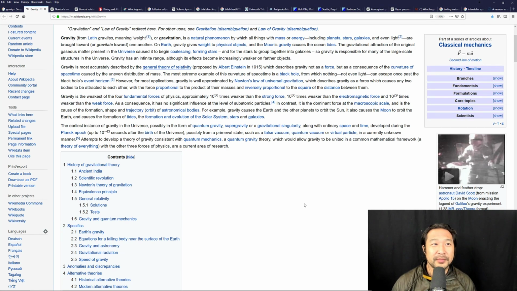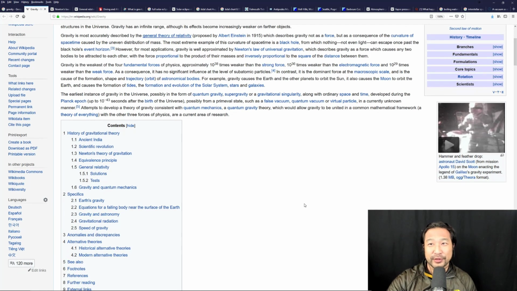Now, it says in the second paragraph, gravity is most accurately described by the general theory of relativity, proposed by Albert Einstein in 1915, which describes gravity not as a force, but as a consequence of the curvature of space-time caused by the uneven distribution of mass. Now, however, for most applications, gravity is well approximated by Newton's law of universal gravitation, which describes gravity as a force.